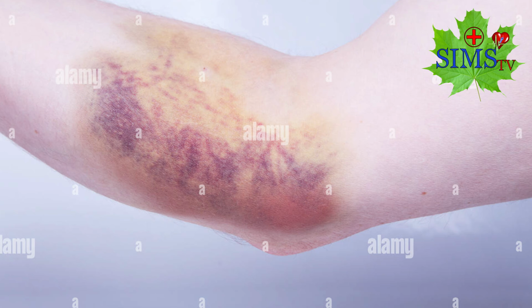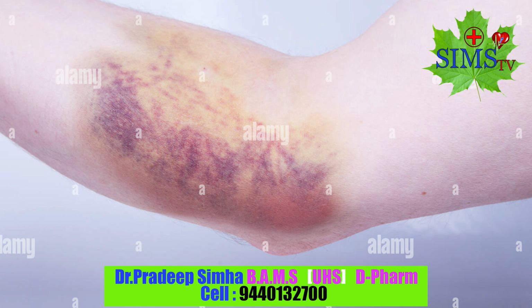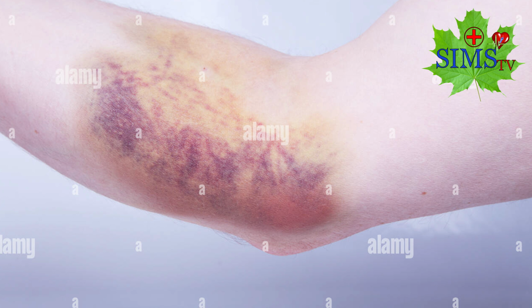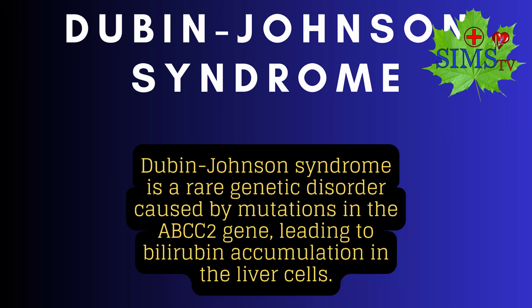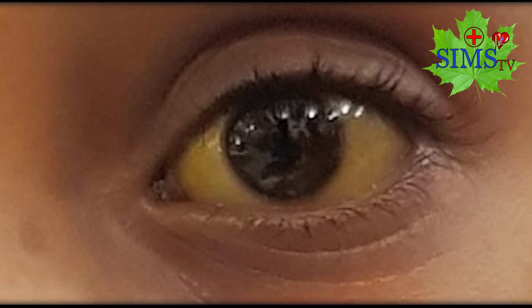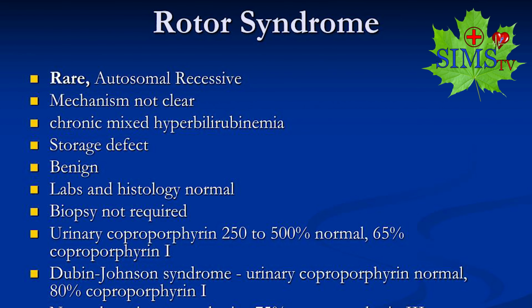And hematoma. If a person gets an injury and blood clots inside the abdomen or inside a hand or leg, then when that hematoma dissolves slowly, the RBCs will be damaged and they will get jaundice. This is jaundice due to hematoma. And now we have gene defects also: Dubin-Johnson syndrome, Crigler-Najjar syndrome, and Rotor syndrome. These three are gene mutation problems.